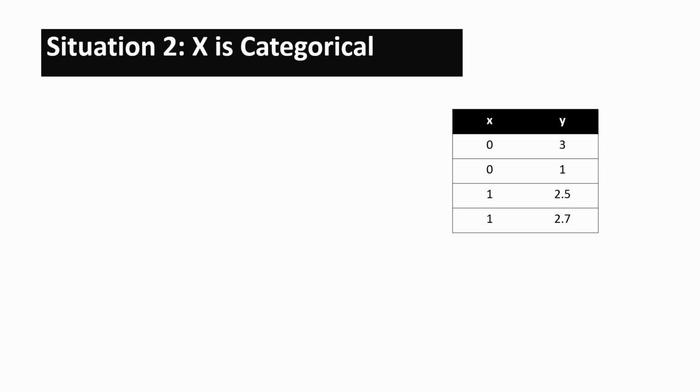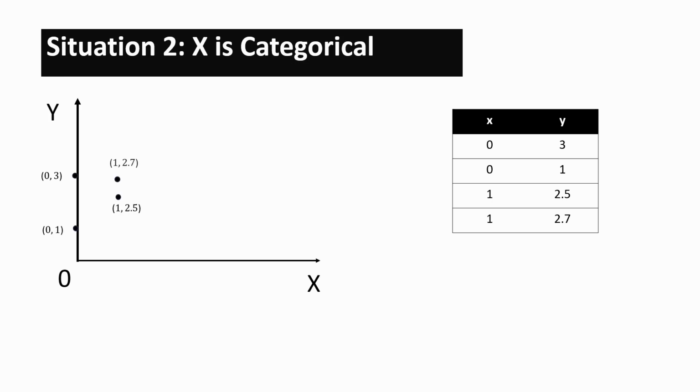Let's look at another situation where x is categorical. This is the data example. As you can see, both x and y are different from the previous data example. Again, we can plot these 4 data points on an XY framework. Notice that the x here is categorical, and we use dummy coding 0 and 1. So we can also plot these 4 data points and add labels there.